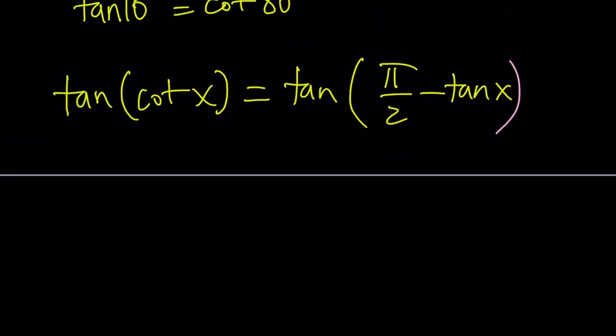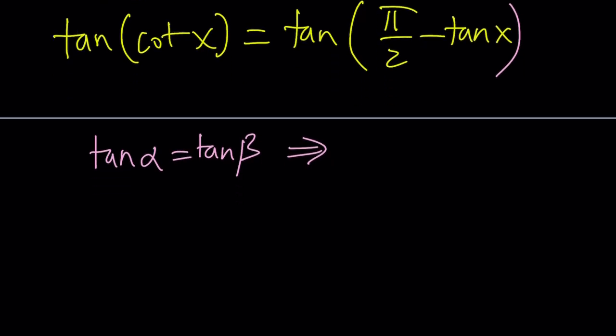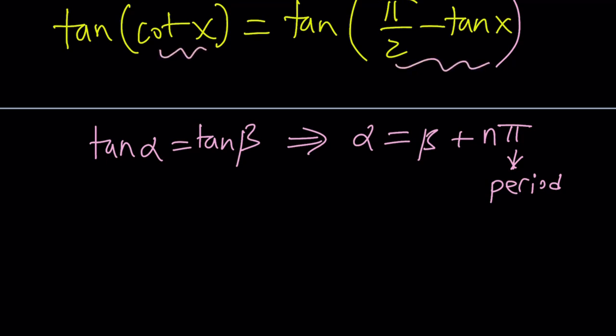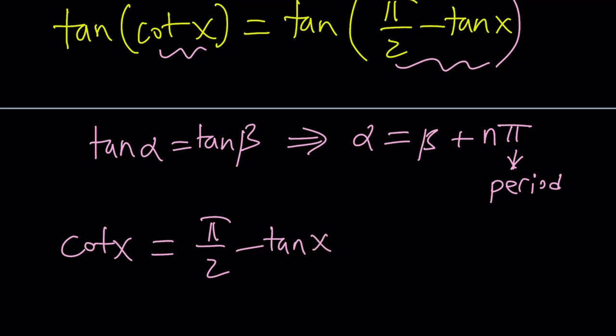Now, how do you solve these kinds of equations? When you have something like tangent alpha equals tangent beta, this equation can easily be solved by taking the inverse tangent of both sides, but you also have to include the periods. So to keep a long story short, this implies alpha equals beta plus n pi, where n is an integer. You can definitely add multiples of pi because pi is the period for the tangent function. Okay, cool. To solve this, we're going to set these equal to each other: cotangent x equals pi over 2 minus tangent x plus n times pi. That's going to be the general solution.